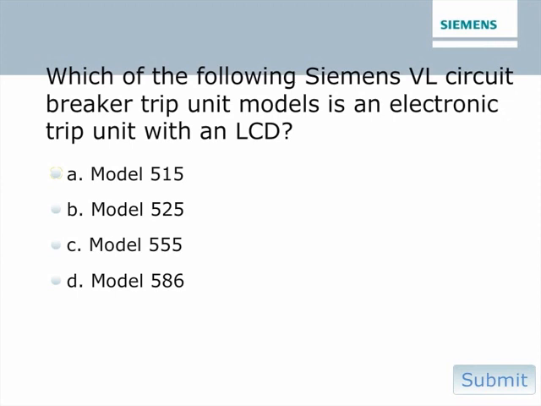Question 17. Which of the following Siemens VL circuit breaker trip unit models is an electronic trip unit with an LCD? Is it A, model 515, B, model 525, C, model 555, or D, model 586?